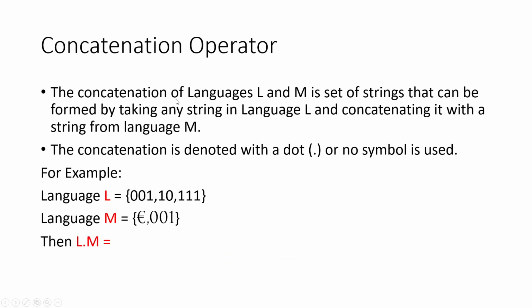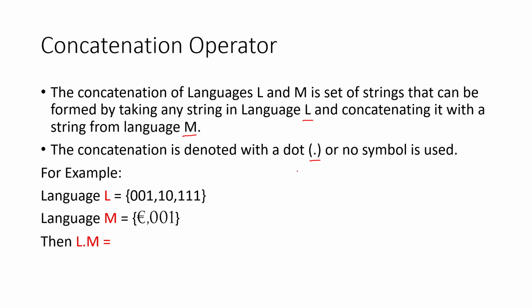Now the next one is concatenation operation. How do you use the concatenation operator? The concatenation operation on two languages L and M is the set of strings that can be formed by taking any string from language L and concatenating it with a string from language M. Now what is the meaning of concatenation? First we'll look at the representation. We represent concatenation with a dot, or we don't write any symbol at all.